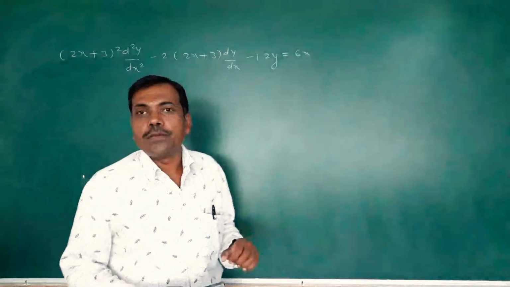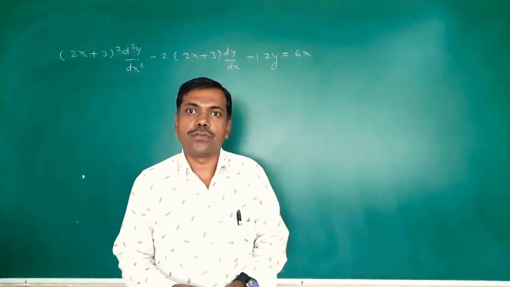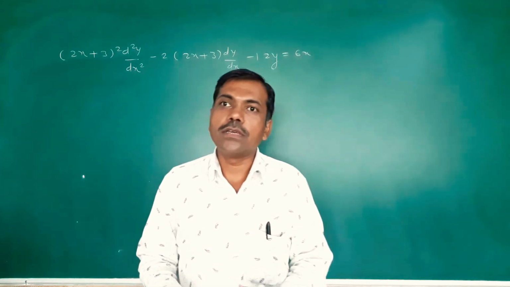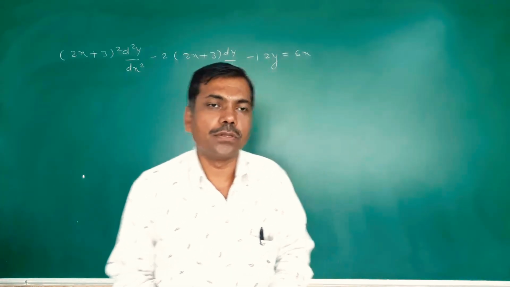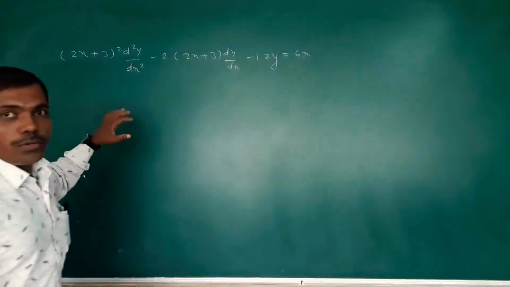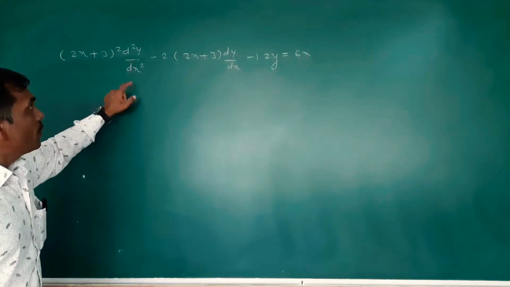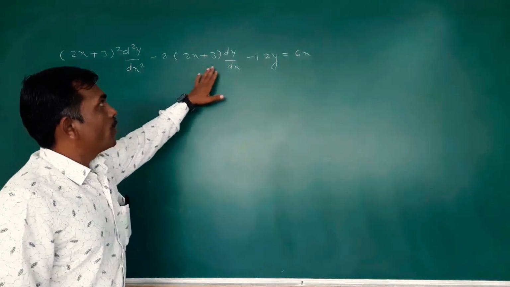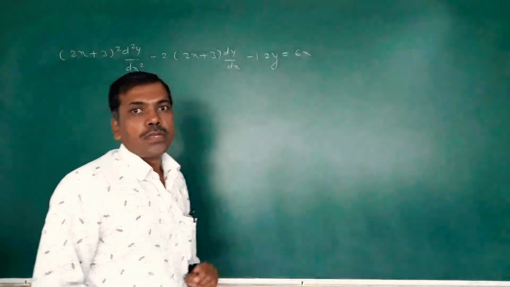Today we will see the example based on Legendre's differential equation. The output of today's lecture is to understand the concept of Legendre's differential equation through examples. Here the example we are going to take is (2x+3)² d²y/dx² − 2(2x+3) dy/dx − 12y = 6x.